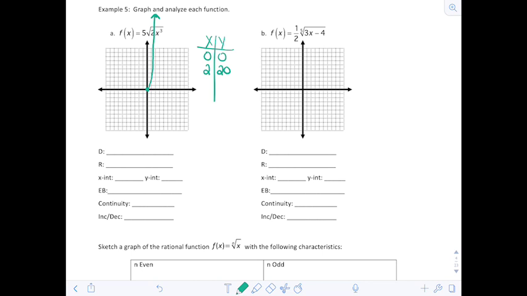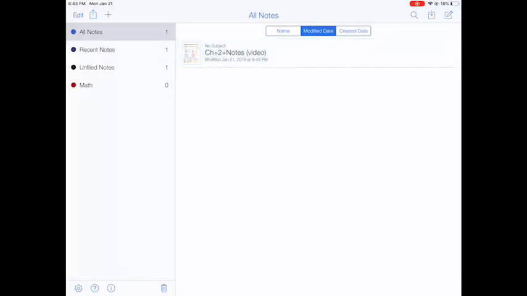All right, so let's look at the characteristics. The domain, including 0, is from 0 to infinity. Range is also from 0 to infinity. The x-intercept is 0, 0. The y-intercept is 0, 0. End behavior, we're just going to look at x going to infinity. f of x also goes to infinity. It is continuous, and it is increasing.